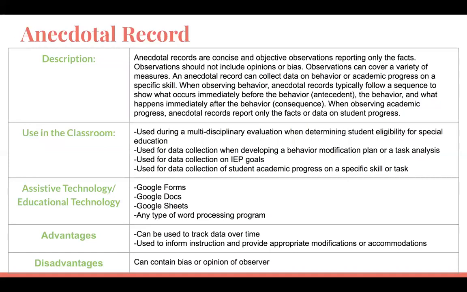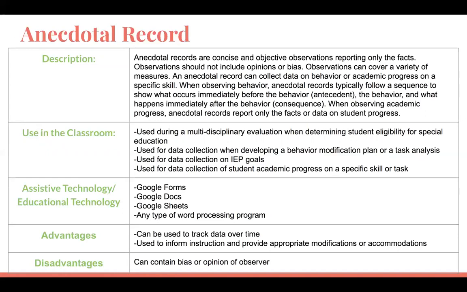So the first type of informal assessment that I'm going to go over is the anecdotal record. Anecdotal records are concise, objective observations, and they only report the facts. These observations should not include opinions or bias, and they can cover a variety of measures. So you can record academic progress, which would be more data driven. So, the student scored 8 out of 10 on sight words, or it could be used when observing behavior.